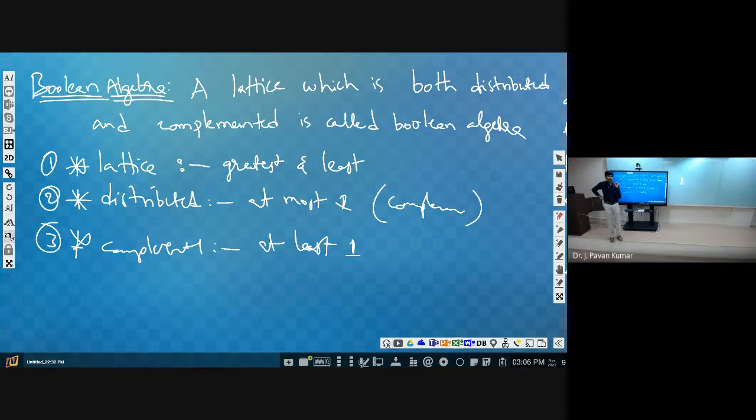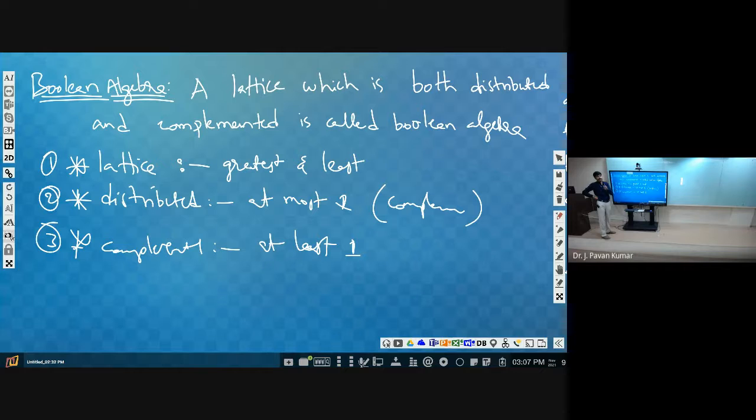Next, if a relation satisfies antisymmetric, reflexive and transitive, then we can say it is a partial order relation, or a poset. Now, based upon this poset, if for every two elements we have a least upper bound and greatest lower bound, then we can say it is a lattice. So a lattice also satisfies reflexive, antisymmetric and transitive, and on top of these three properties, some more restrictions.